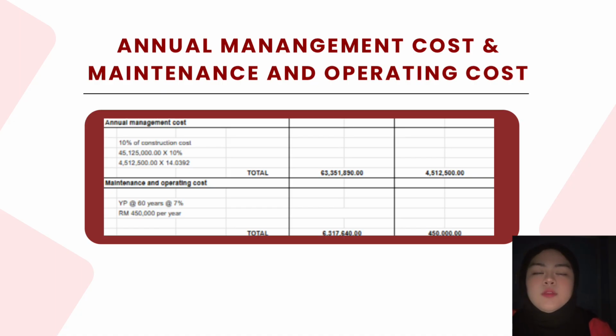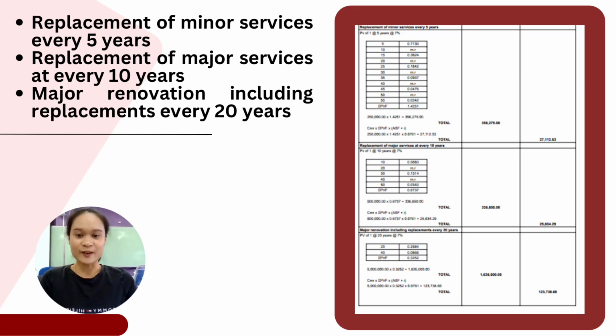Next is the maintenance and operating costs. The question already provides the value as 450,000 ringgit per year, so no additional calculation is needed to obtain the annual cost. Using the same years purchase factor of 14.0392, the present value is calculated as 450,000 ringgit multiplied by 14.0392, which equals 6,317,640 ringgit. Therefore, the present value of the maintenance and operating cost is 6,317,640 ringgit, and the annual equivalent amount is 450,000 per year.